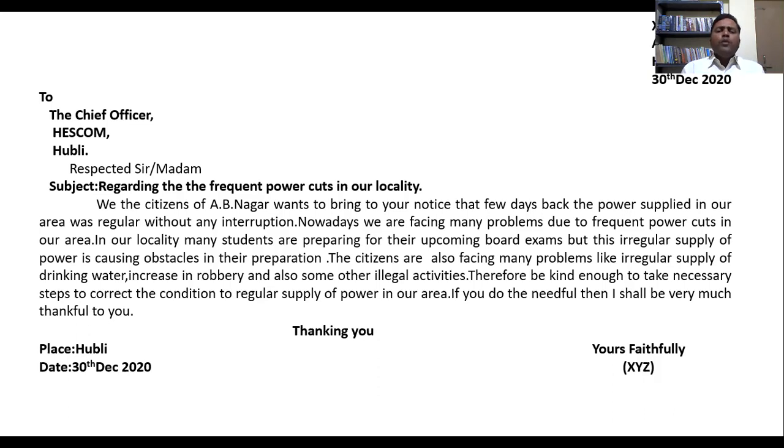So now you have to write and you have to support your reason. Whatever the problem you have already told, you have to support that reason and go into detail like this. In our locality, many students are preparing for their upcoming board exams, but this irregular supply of power is causing obstacles in their preparation.